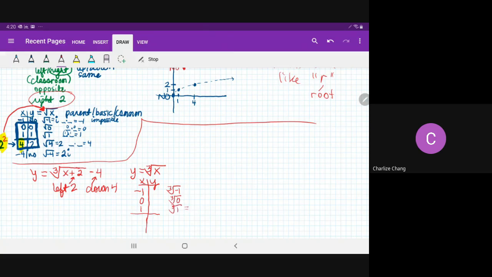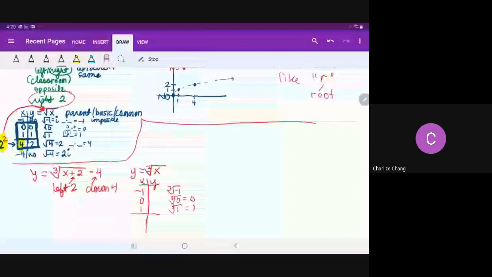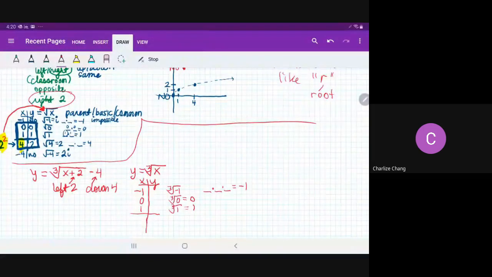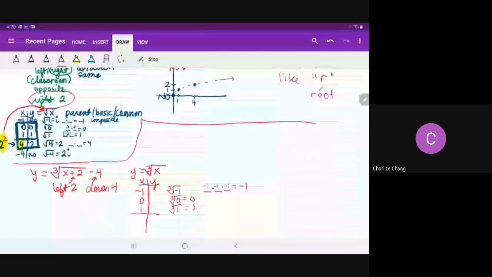So what number 3 times gives you 1? 1. What number 3 times gives you 0? 0. What number 3 times gives you -1? This one's a little tricky, so let's write it out. -1, well, I need -1. Okay, so -1. It's not a no the way it is with the 2, with the even. So this is actually a number.